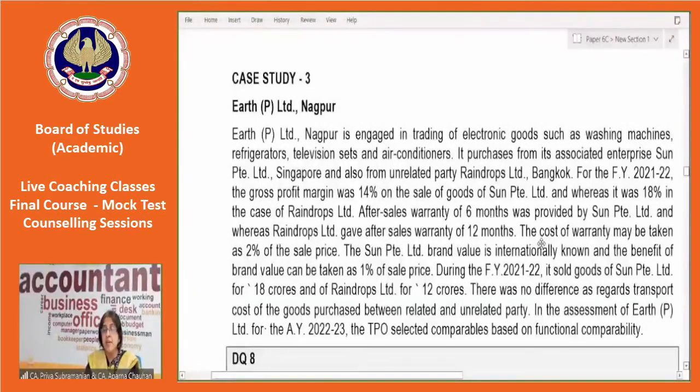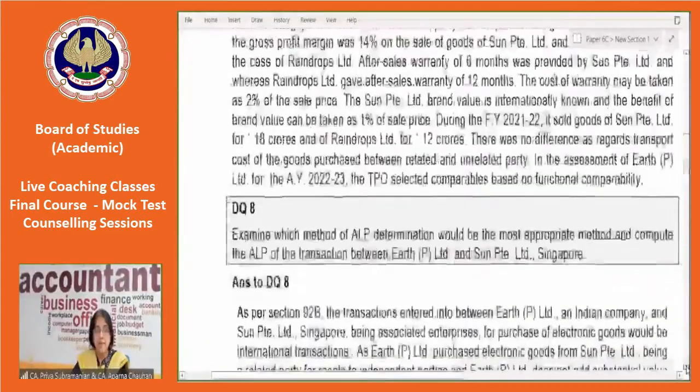Sun Private Limited brand value is internationally known, and benefit of brand value can be taken as 1% of sale price. During the financial year 21-22, it sold goods of Sun Private Limited for 18 crores and of Raindrops Limited for 12 crores. There was no difference as regards transport cost of goods between related and unrelated party. In the assessment of Earth Private Limited for assessment year 22-23, the TPO selected comparables based on functional comparability.